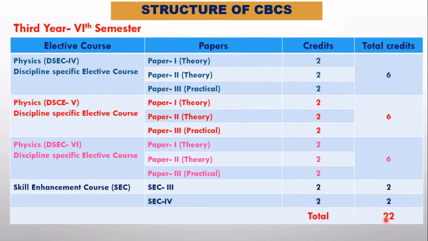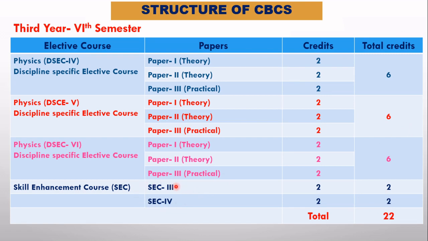So in third year, that is the last semester of BSc, the sixth semester, you can see it is also similar. Here also 3 discipline specific subjects have been included, each having 2 theory papers and 1 practical paper. It also has 6 credits for each DSC course, so 6 becomes 18, and again here 2 skill enhancement courses have been included.